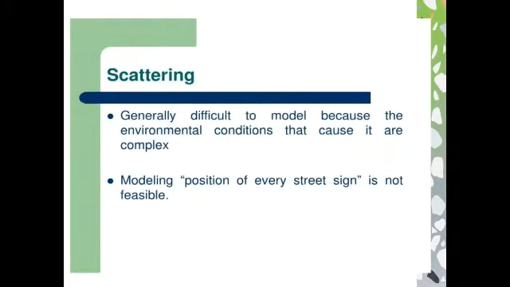Scattering is generally difficult to model because the environmental conditions that cause it are so complex. So modeling the position of every street sign is not feasible.